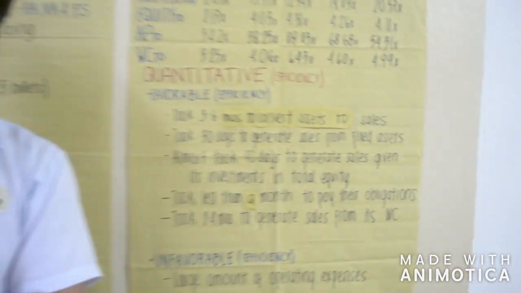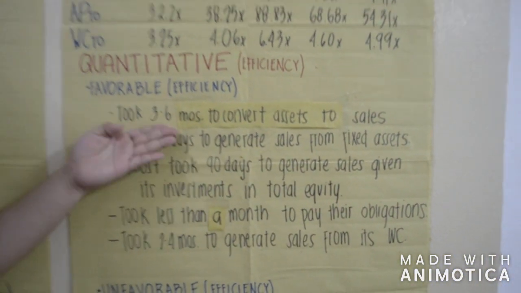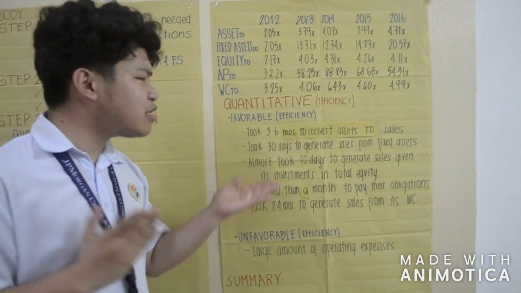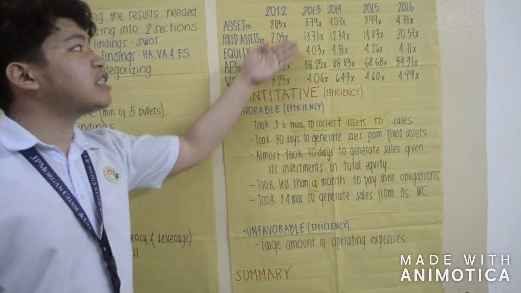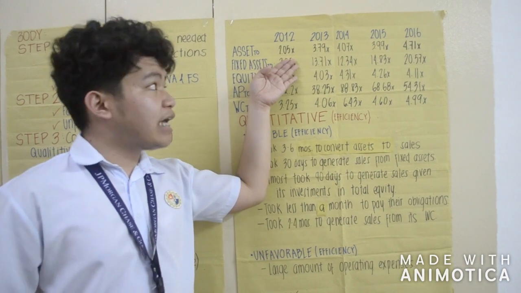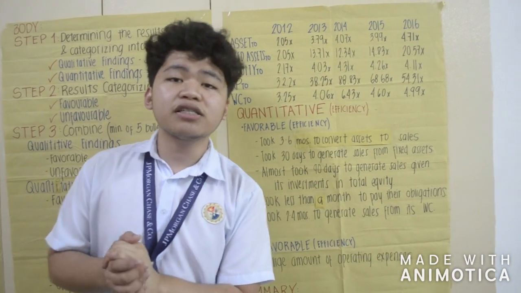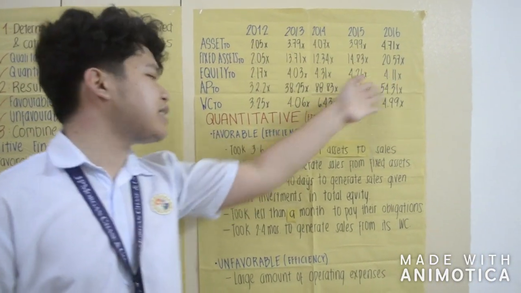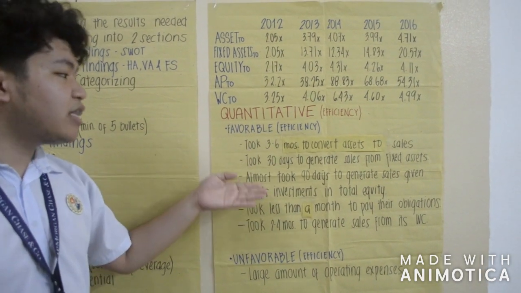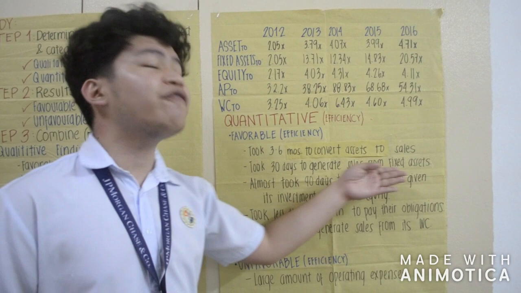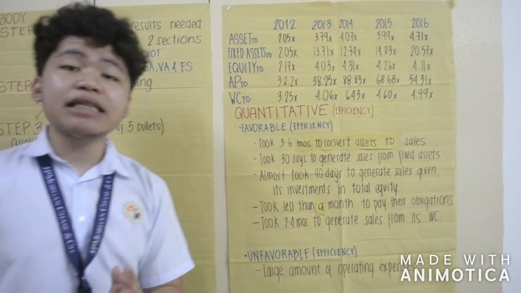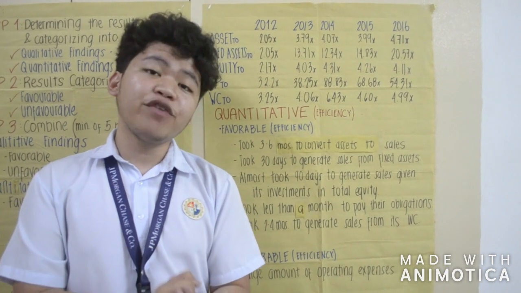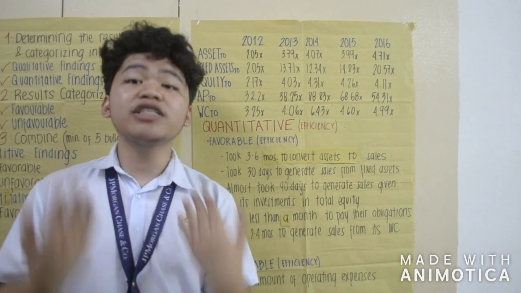First, the Ping Ping Lechon Restaurant Incorporation took 3 to 6 months to convert their assets to sales. Why is it favorable even though it took 3 to 6 months? Because in 2012 it took 180 days, and from 2013 to 2016 the average is 80 to 90 days, which is a good thing. Second, it took 30 days to generate sales from fixed assets, which means the entity is able to generate sales from its fixed assets, including the store equipment, furniture and fixtures, and kitchen and dining wares.